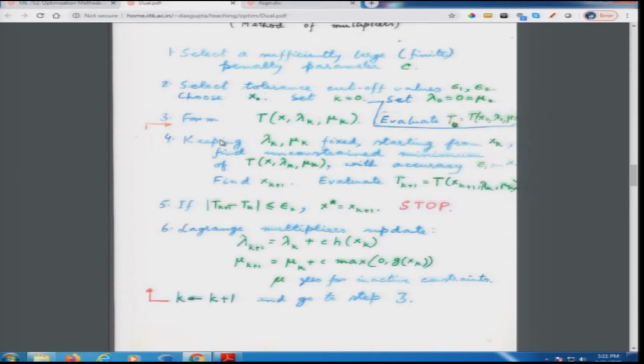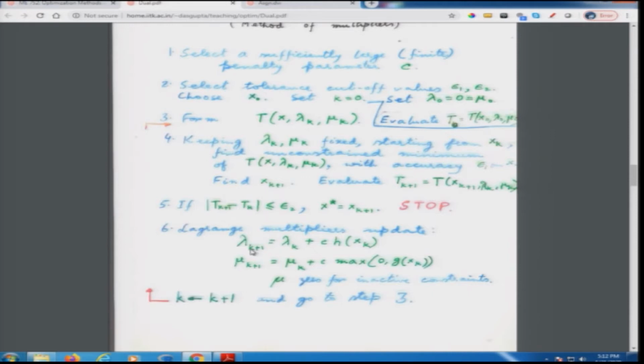Now, you will ask, why should it work? Why should this mechanism give me the correct solution slowly over iterations? Why should this give you the correct values of the Lagrange multipliers? If the correct values of Lagrange multipliers are found, then you believe that this will give you the correct x star, because this is ordinary unconstrained optimization. So, why should this update work?